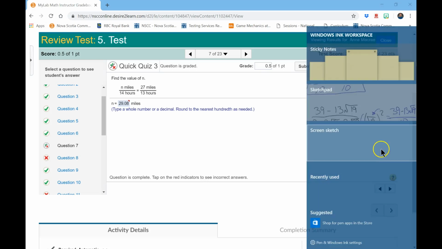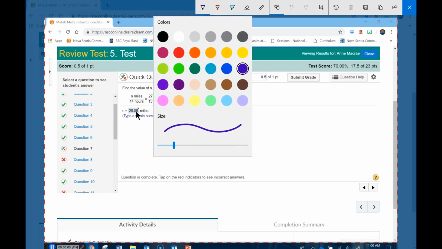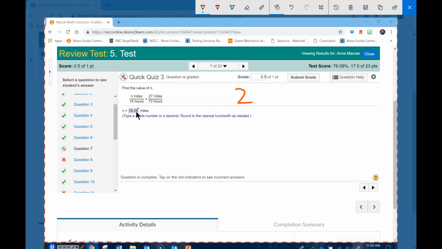And let's take a look at this one. I'm just going to grab a quick sketch of it. Okay, so you know that when you do this calculation, this comes out to be 29.077, right? And we're asked to round to the nearest hundredth as needed.